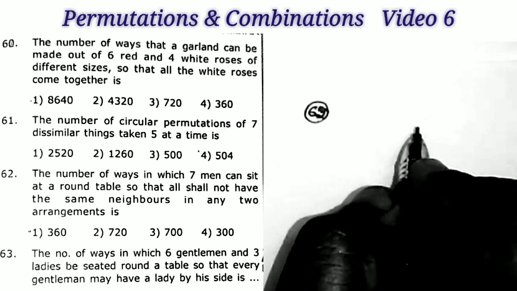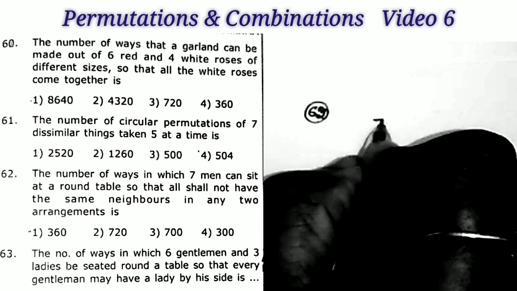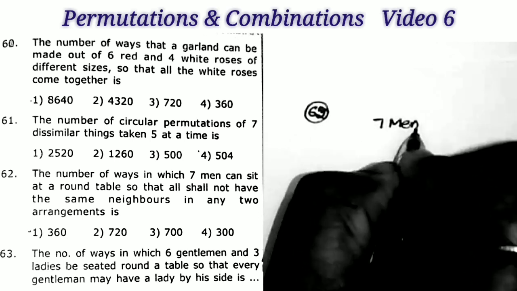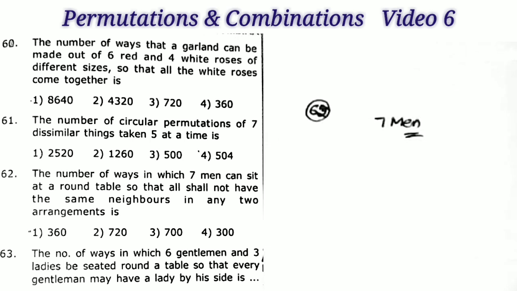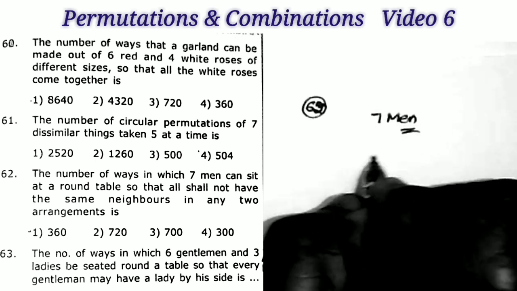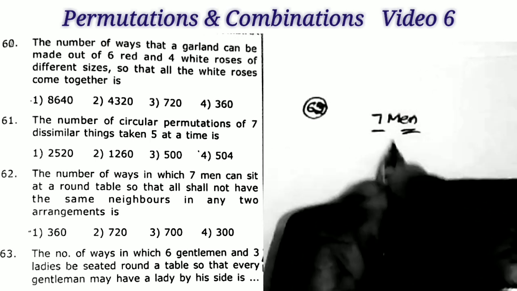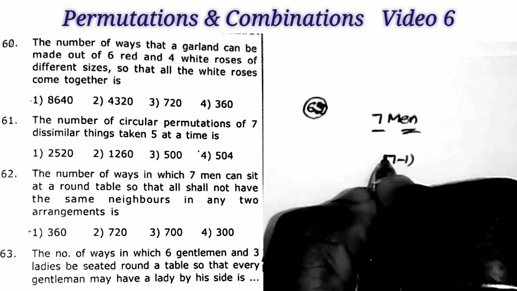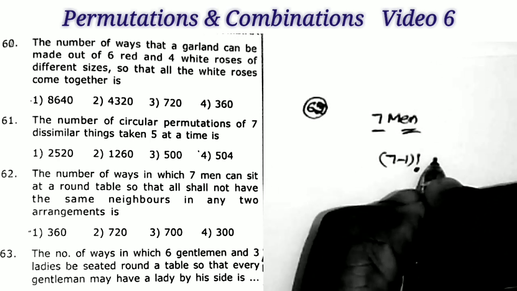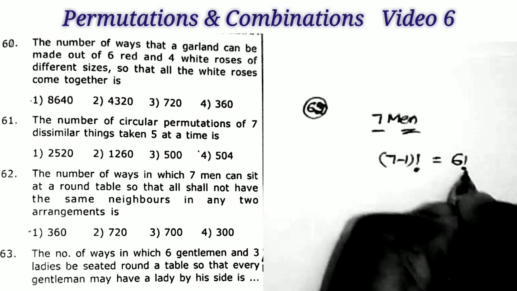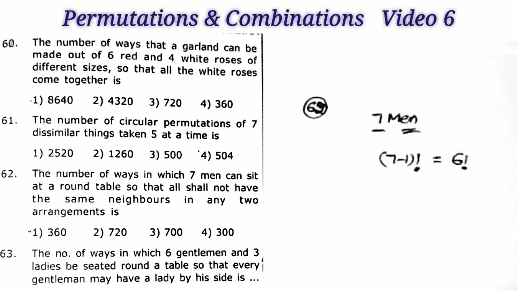Next problem, sum number 62. The number of ways in which 7 men can sit at a round table so that all shall not have the same neighbors in any of the two arrangements. That is, the number of ways of arranging 7 members at a round table can be done in 7 minus 1 factorial. But what is the condition here? All shall not have the same neighbors in any of the two arrangements.